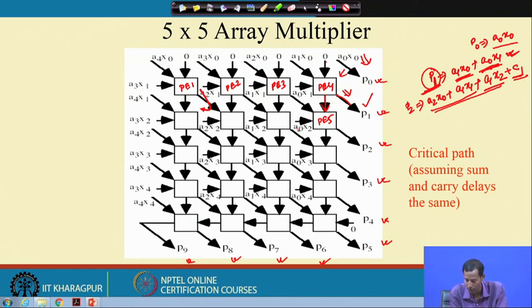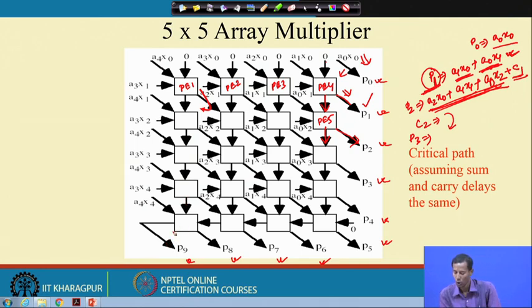Then again that will be added with A0 x2 and the C1 from the previous case. So C1 is coming over here, and A0 x2 is coming over here. Finally, it is producing this P2 and the corresponding carry C2 is going to the next level for calculating this P3. In each stage the corresponding carry is forwarded to the next level.